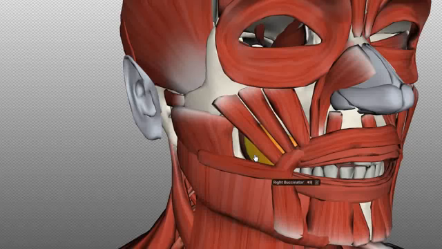Buccinator. So this muscle forms the muscular component of the cheek. It is used when you're puffing up your cheeks and blowing air out of your mouth. So when you're testing the patient's seventh nerve and you ask them to puff out their cheeks, you're testing the function of the buccinator muscle.